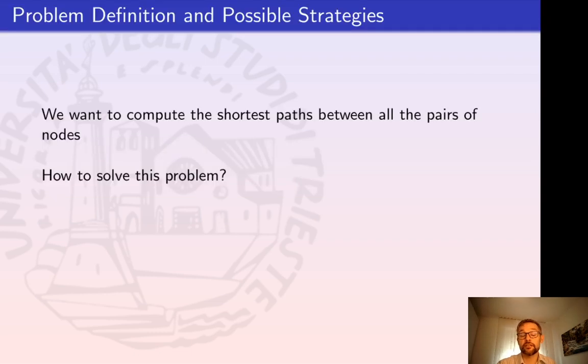As you may have already understood, this problem is different from the single source shortest path problem, because in this problem we want to compute the shortest path between all the pairs of nodes. So we don't have a single source, but we want to deal with all the possible nodes in the graph. So how can we solve the problem?